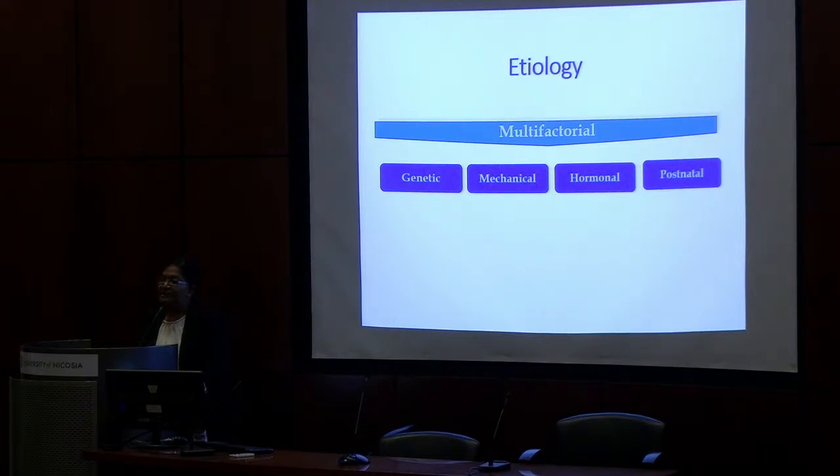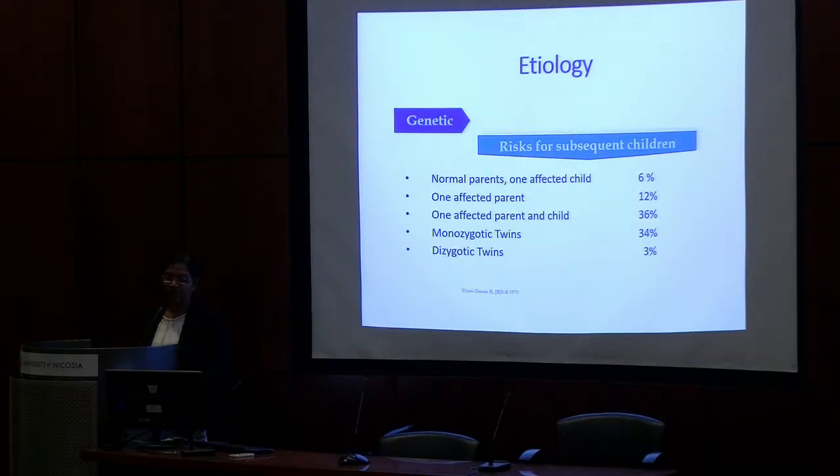In terms of what causes hip dysplasia, there are multiple factors. There are known familial associations, mechanical factors, possible hormonal factors, and postnatal factors. Back in the 70s, a large study looked at familial associations of DDH, and they came up with these percentages in terms of risks for subsequent children. If you have one child that's affected, the chance of having a second child that has DDH is about 6%.